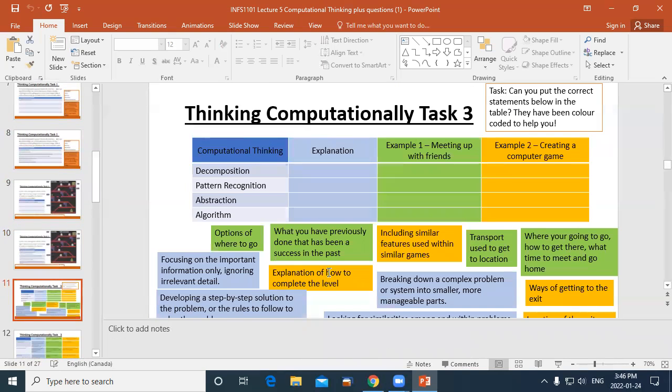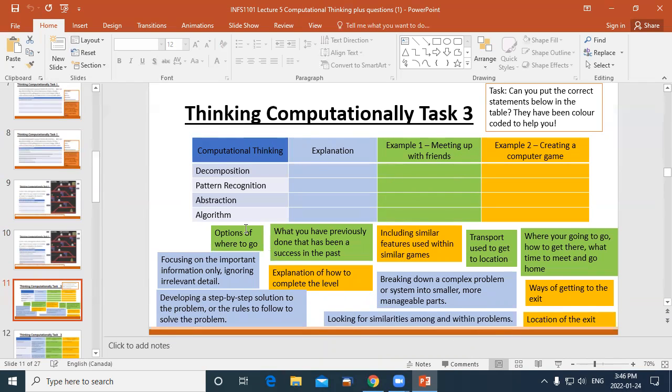Maybe. So what we're supposed to do here is we're supposed to know that computational thinking is made up of decomposition, pattern recognition, abstraction, and algorithms. We're supposed to know that one of these things relates to each of those things. So what would be the explanation of decomposition? Oh, I see how this is supposed to work now. It's a cool thing, right?